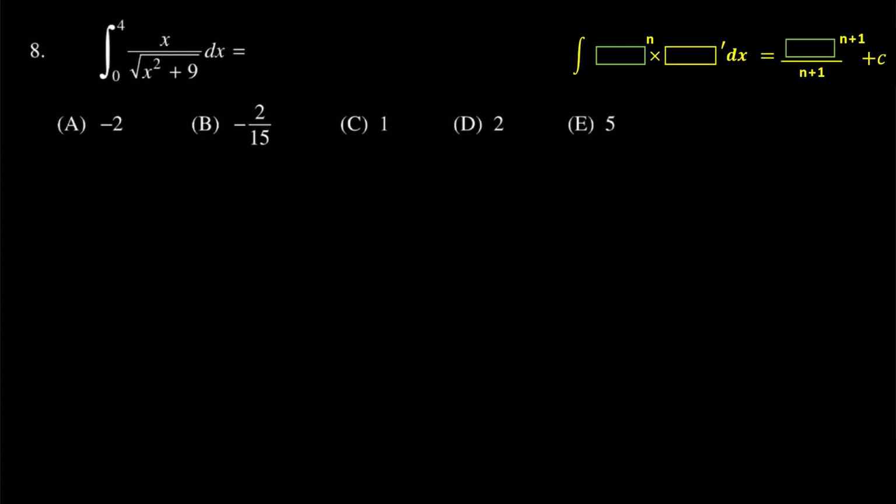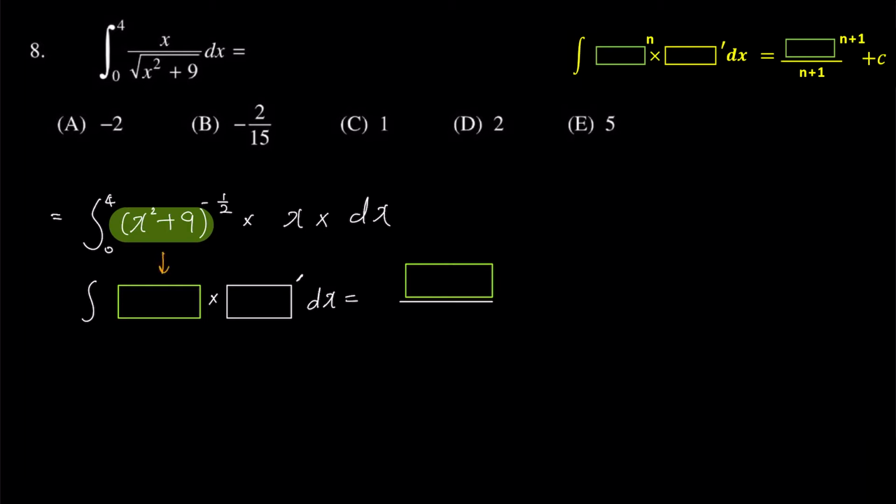Yes, that's right. As I gathered only integration problems from the past AP Calculus AB and BC exams, there are similar types of problems. Let's solve it quickly as a review. Again, we'll bring the denominator up to x squared plus 9 to the power of negative half. Put x squared plus 9 in the green box, and the exponent will be negative half. Finally, we put the derivative of x squared plus 9, which is 2x, in the box prime.